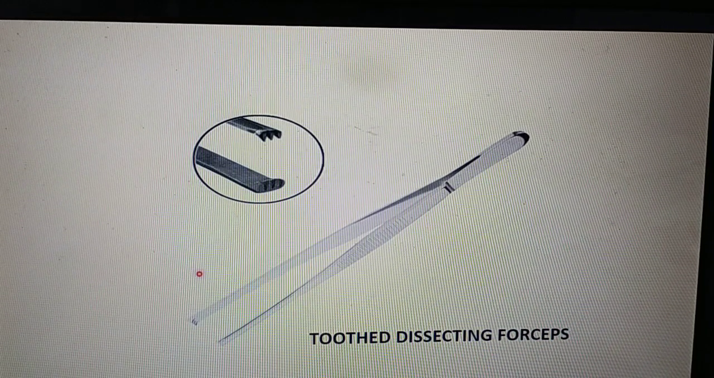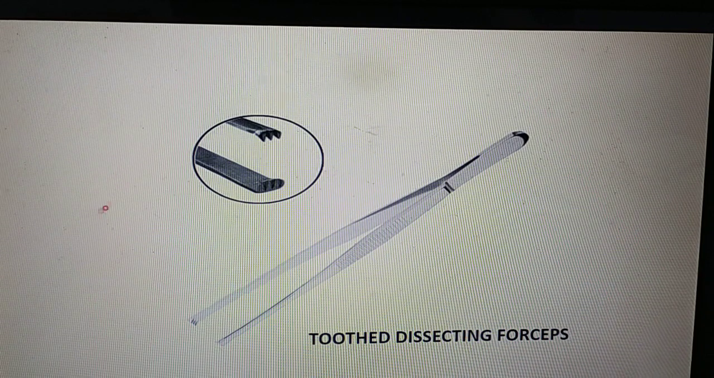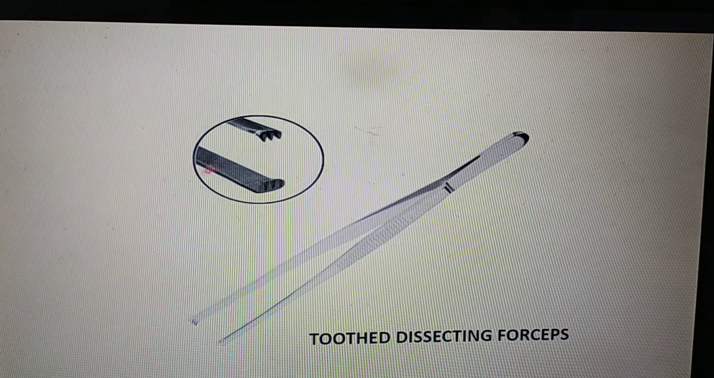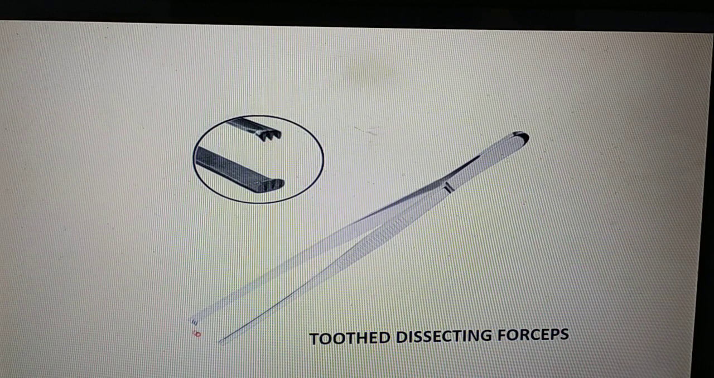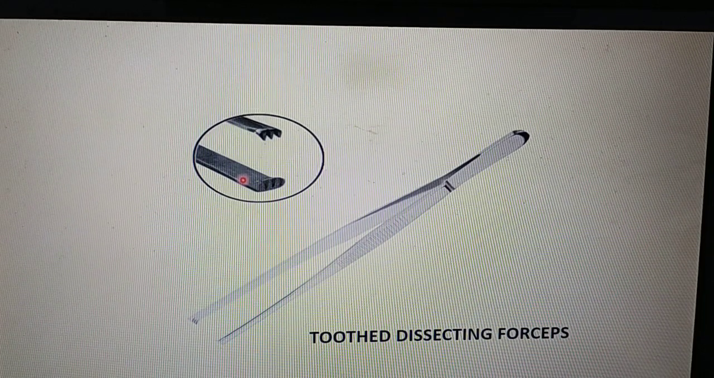Next, this instrument is tooth dissecting forceps. Note the transverse serration and tooth in the blade. Note the tooth in the blade at the tip. Here teeth are present.